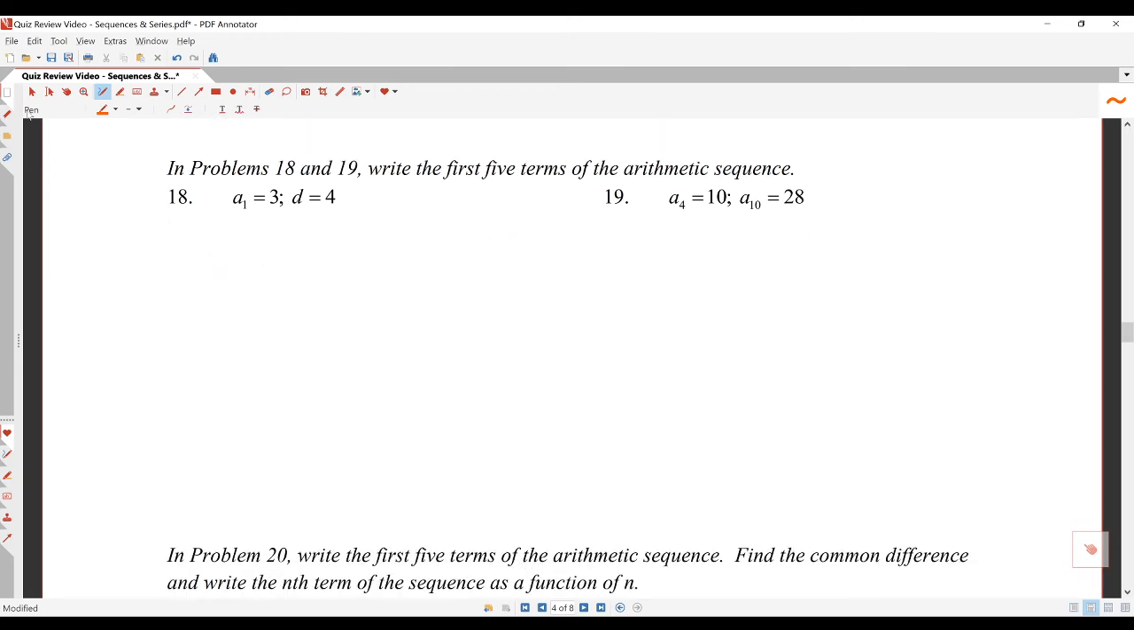Let's do 18 and 19, write the first 5 terms of the sequence. So in this first one, number 18, we are told the first term is 3, so that checks out. And then we're told there's a common difference of 4. That means from this term to the next term, it's going to go up by 4, and then up by 4, and up by 4, and so on and so forth. So we get 3 plus 4 is 7, plus 4 is 11, plus 4 is 15, plus 4 is 19.